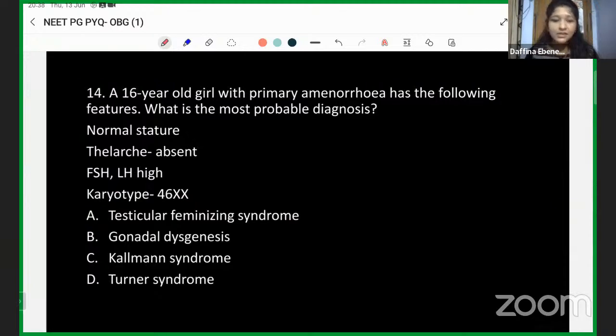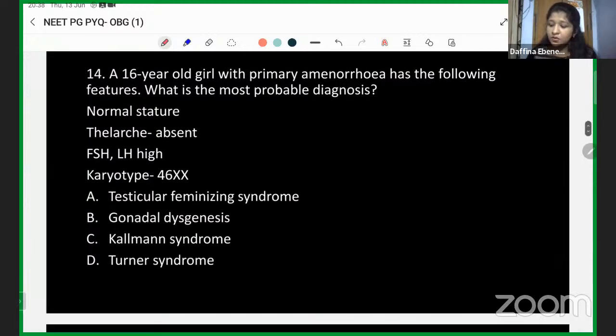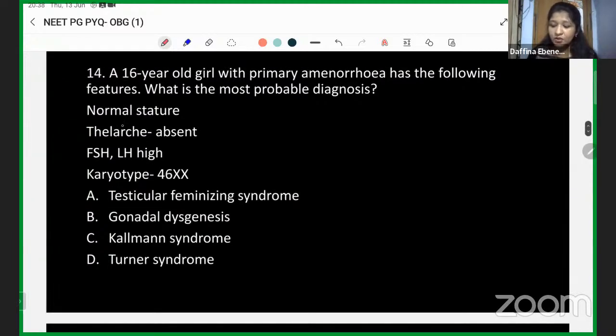This question, to answer this question, you needn't look at the table and all, because by the clues that you have given, you can actually rule out the options. First thing, normal stature. Thelarchy is absent, which means there is no secondary sexual characters that has developed. Okay. FSH and LH are high, and the karyotype is 46XX. Okay. So based on these features, what can you rule out? The patient is having normal stature. Normal stature will rule out Turner syndrome. Turner syndrome is going to have short stature.